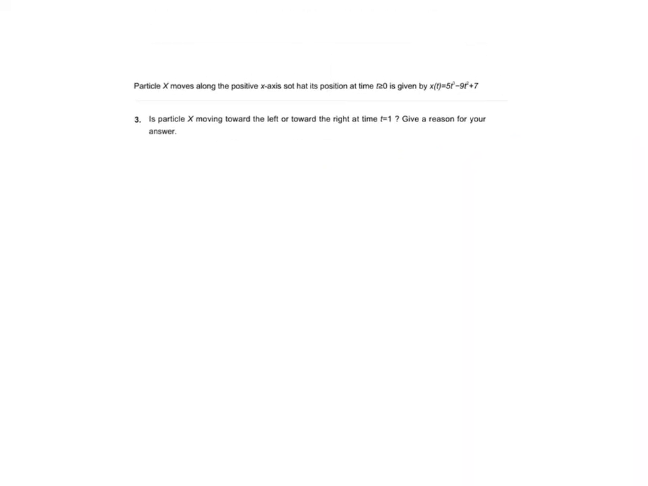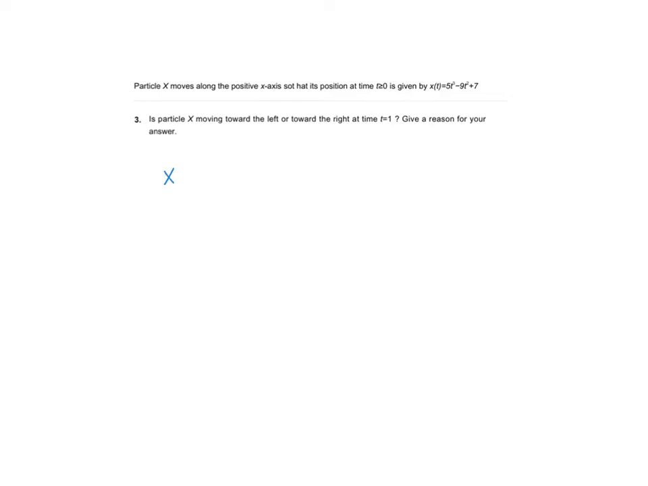Okay, this one says that particle x moves along the positive x-axis so that its position at time t greater than 0 is given by that function. Is particle x moving towards the left or towards the right at time t equals 1? Give a reason for your answer. Okay, so things are moving to the left when the velocity is negative. And then the derivative of position is velocity.